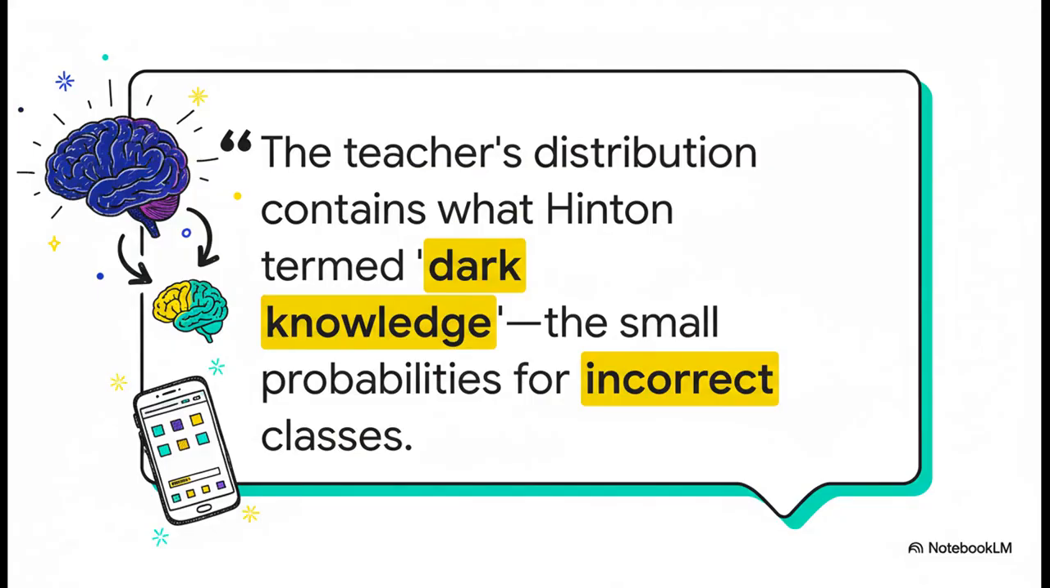Now, here's the real genius insight. A big teacher model doesn't just know the right answer. It also knows why other answers are wrong, and even how wrong they are. This really nuanced understanding, it's all hidden in the probabilities it assigns to the wrong answers. And that's the dark knowledge.